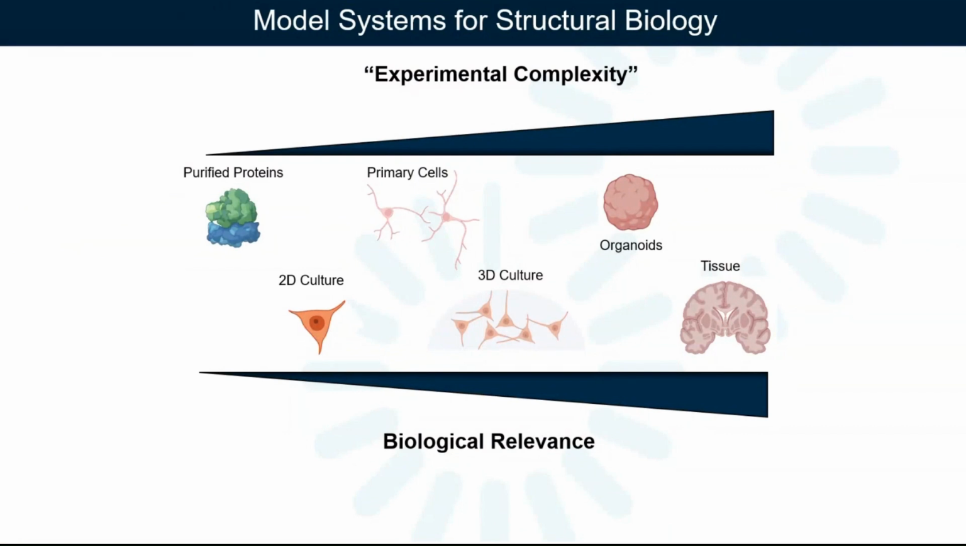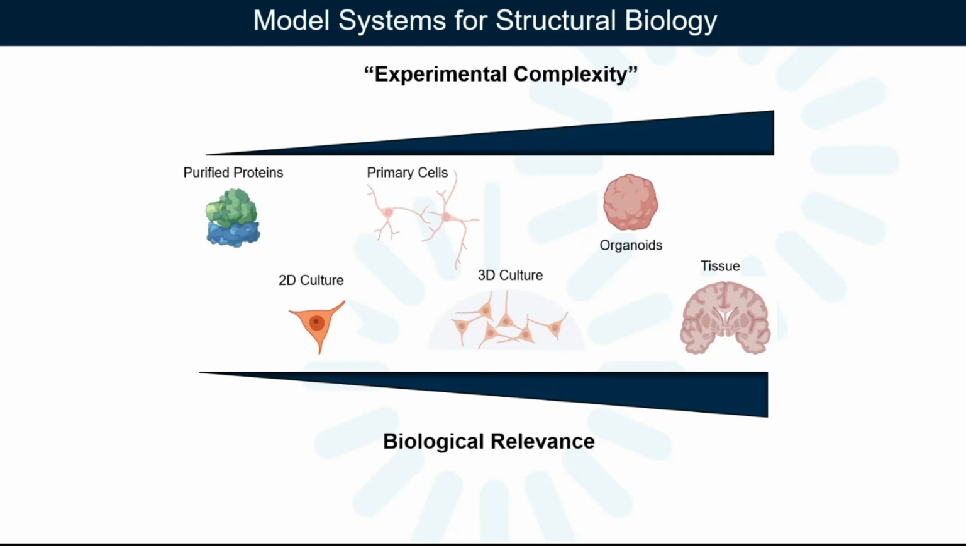So there's a range of model systems available to perform structural biology, from the more in vitro side on the left, which is purified proteins for classical techniques such as X-ray diffraction and single particle electron microscopy, through cell culture methods, so cells grown in 2D on grids, and then primary cells, and then you get more complex systems such as 3D cultures and organoids, and then finally, the most complex yet most biologically relevant system is studying molecules in the tissues themselves.